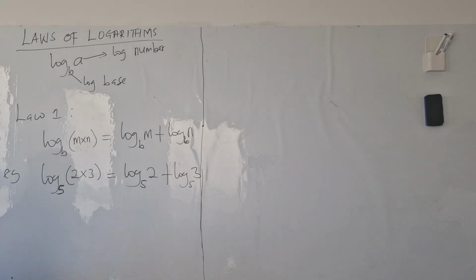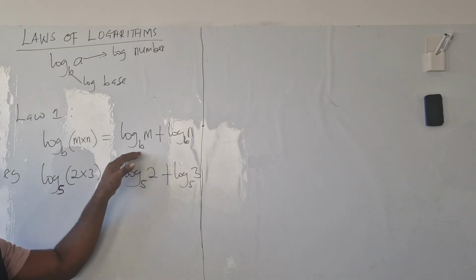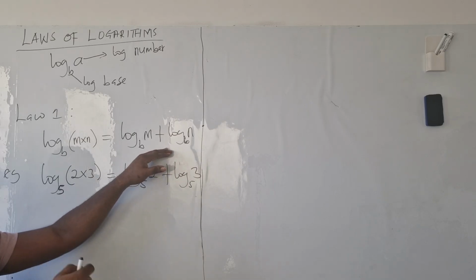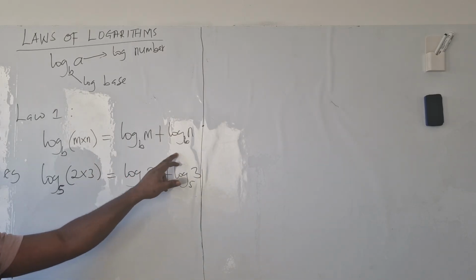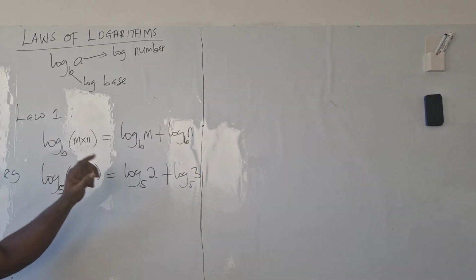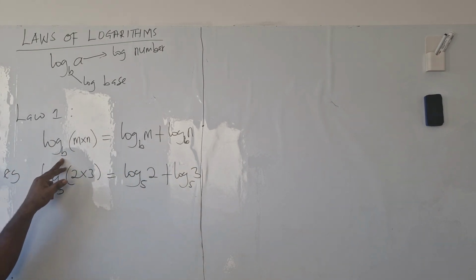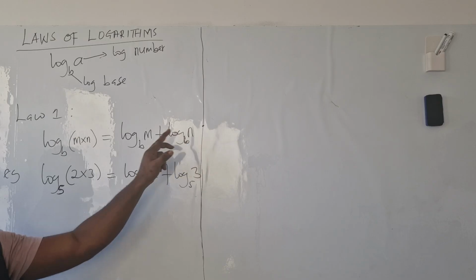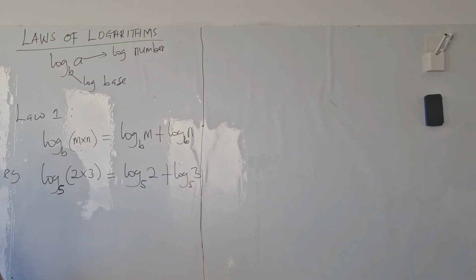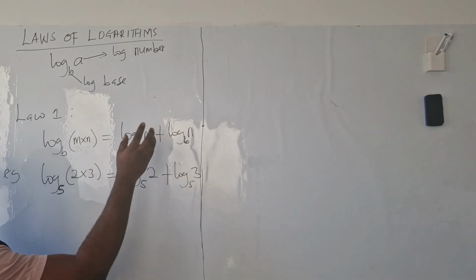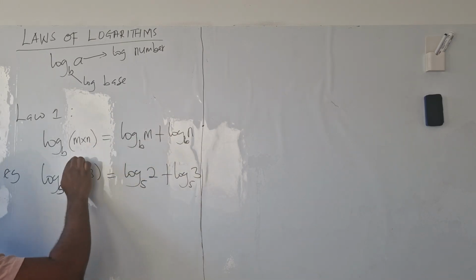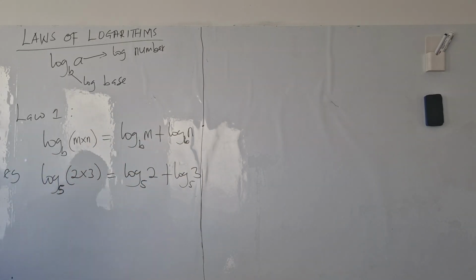Now, don't forget that the reverse is also true. When you have addition of two or more log terms with a common base, then we can take one log to the common base b, and multiply the log numbers as m times n. So in as much as this one can be written in this form, this one can also be taken back to that form. The reverse is always true.